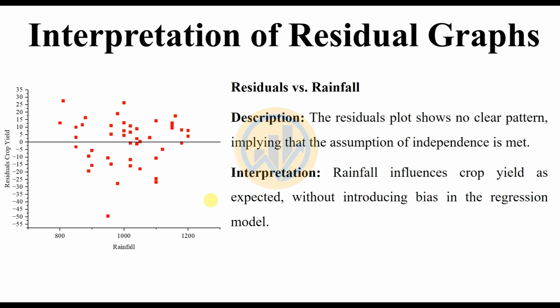The next one is the residual with rainfall graph in multiple linear regression. The description of the graph: the residual plot shows no clear patterns, implying that the assumption of independence is met. Interpretation of the residual with rainfall graph: rainfall influences the crop yield as expected without introducing bias in the regression model.